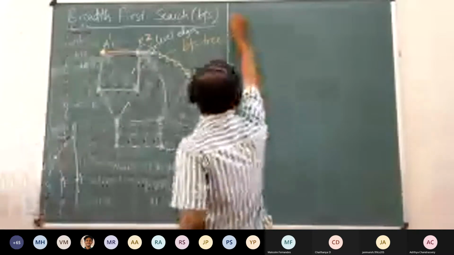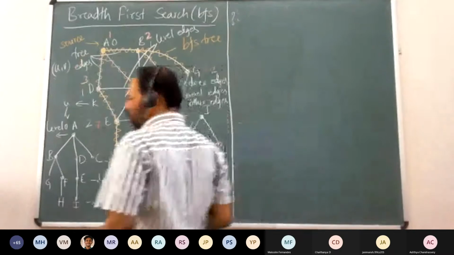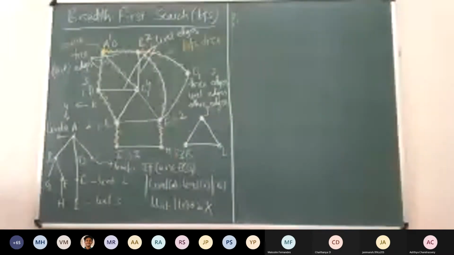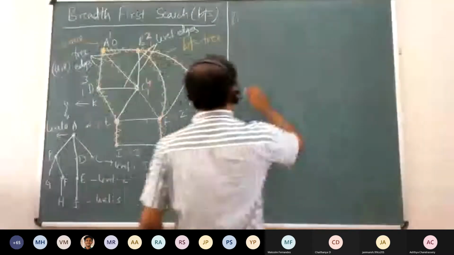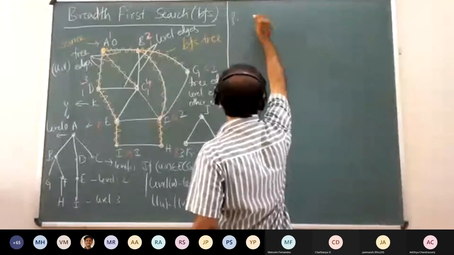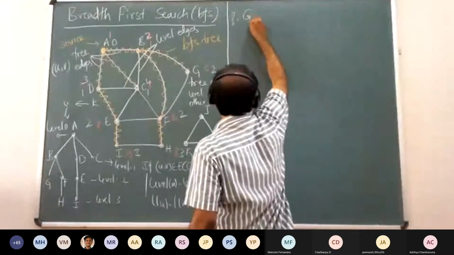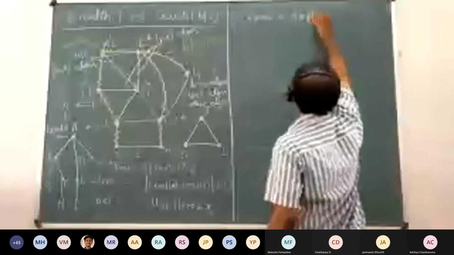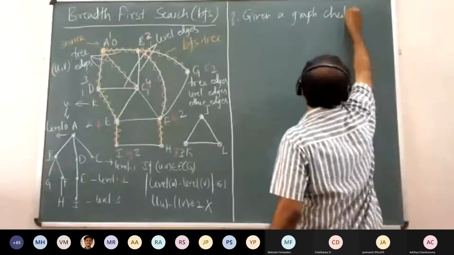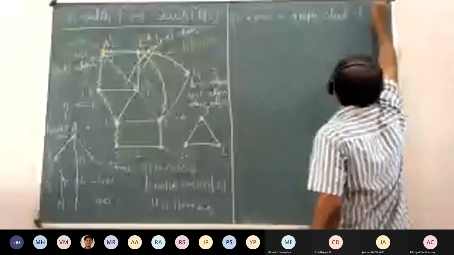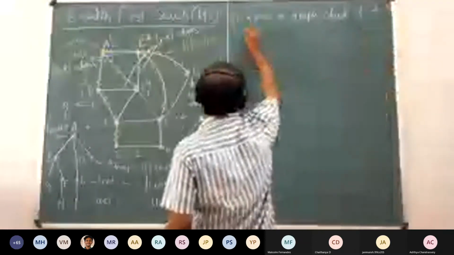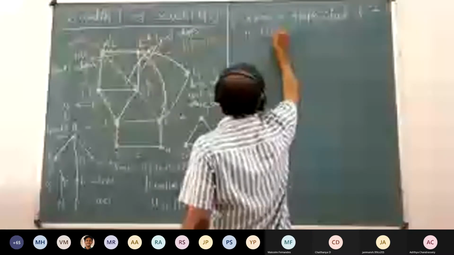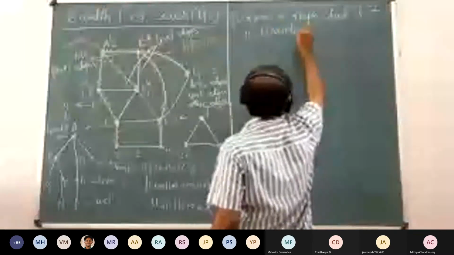So the question is, you are given a graph and you want to check if the graph is bipartite or not. You all know what bipartite graphs are, right? Given a graph, check if it is bipartite.